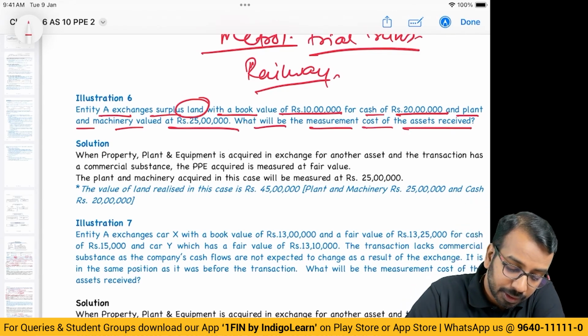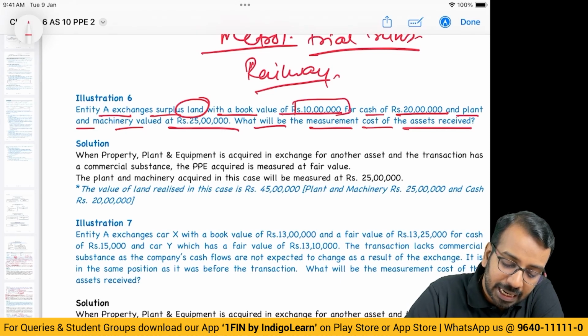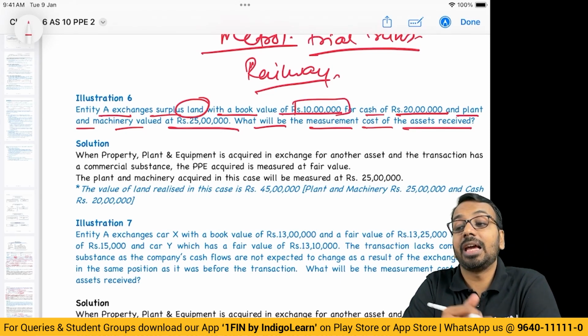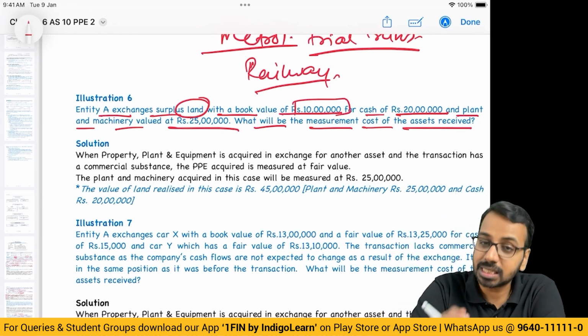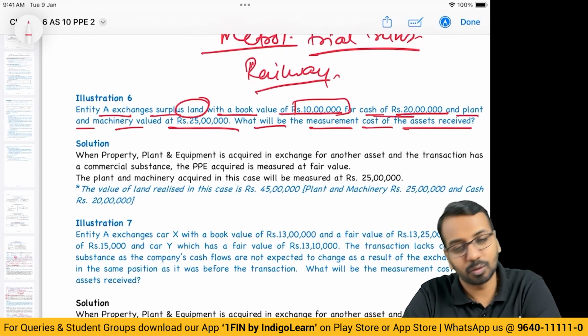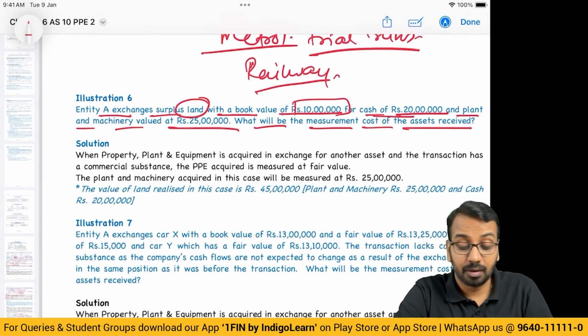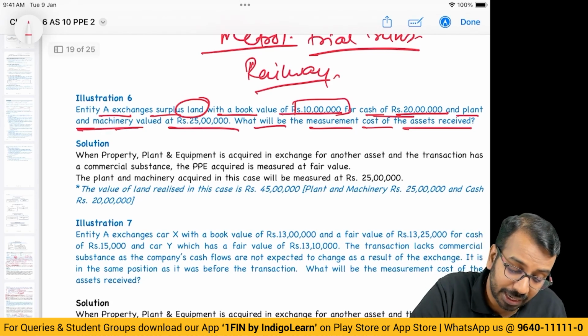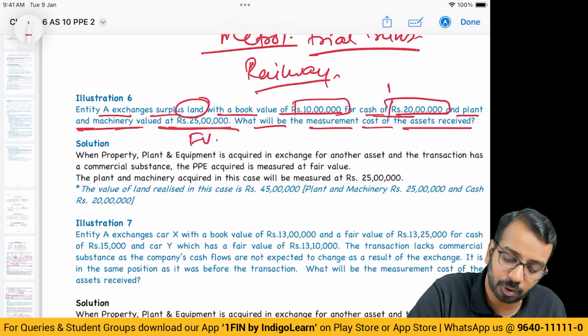Now, land has a book value of 10 lakhs. They have not given us the fair value of the land. What did we get? We got cash of 20 lakhs. So we gave land worth 10 lakhs, we got cash of 20 lakhs, plant and machinery 25 lakhs. So this is the fair value. Cash is a monetary asset.